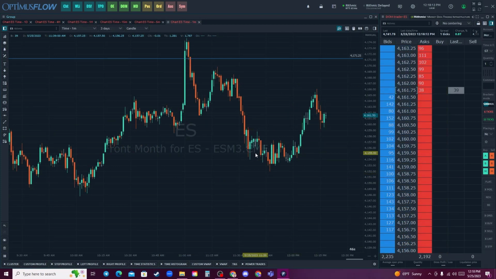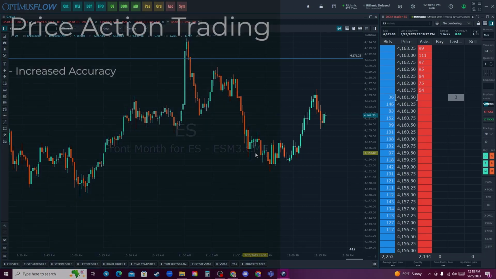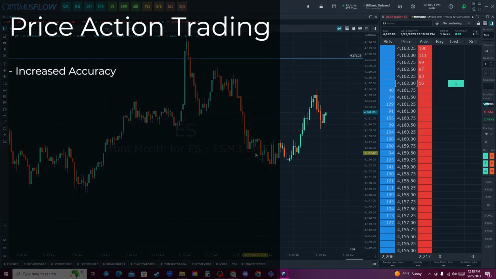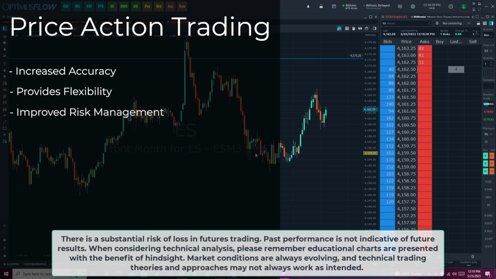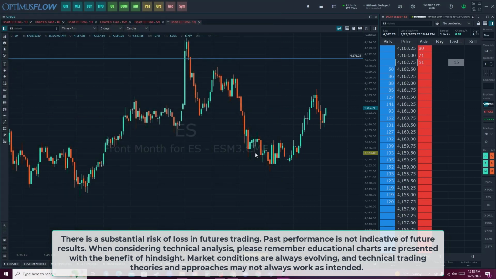Now let's take a look at some of the benefits of price action trading. First, price action trading offers increased accuracy. By focusing on price movements, traders can make more informed decisions based on actual market conditions rather than relying on lagging indicators. Second, price action trading provides flexibility. Traders can adjust their strategies to fit various market conditions, making it adaptable to changing trends. And lastly, price action trading allows for improved risk management. By understanding price patterns, traders can better identify potential areas of support and resistance, enabling them to set more precise stop loss and take profit levels.